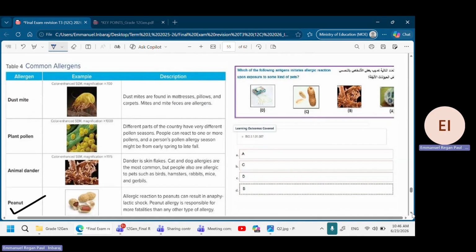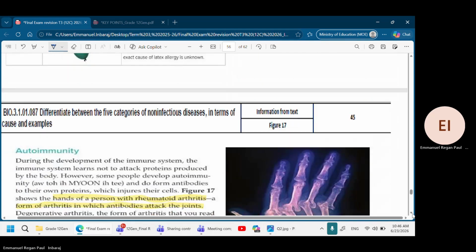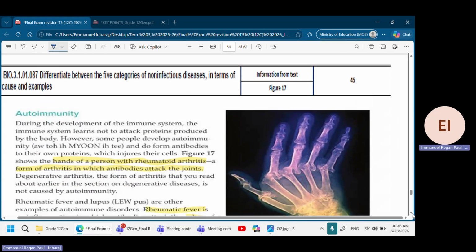Okay. Yeah, here also, so we say this is about pets, so this is not coming. This all you need not study. You need to study only about anaphylactic shock and peanuts. Don't study anything else. Okay, go to the last one.